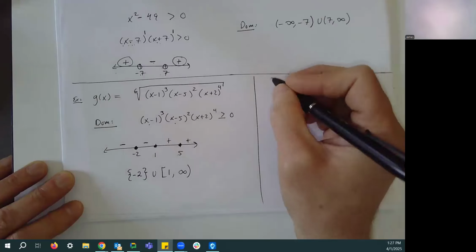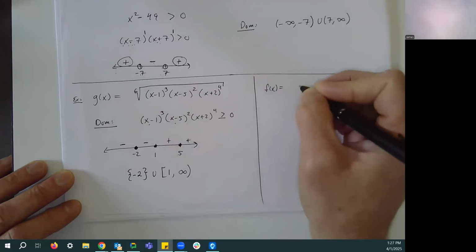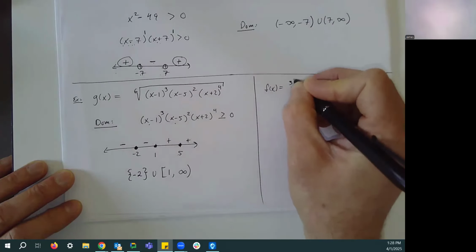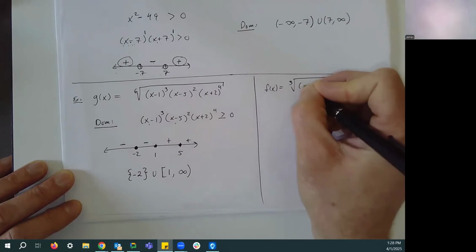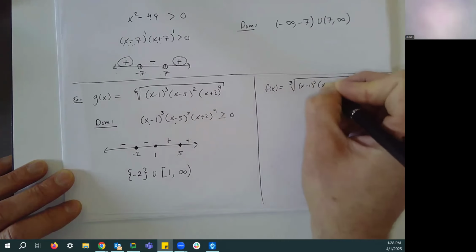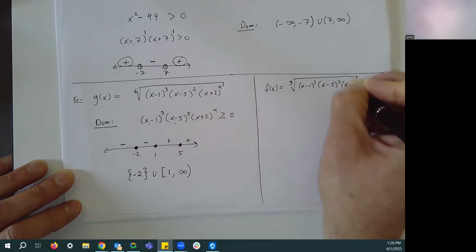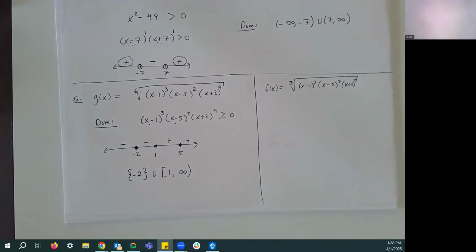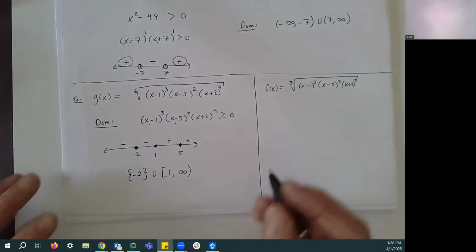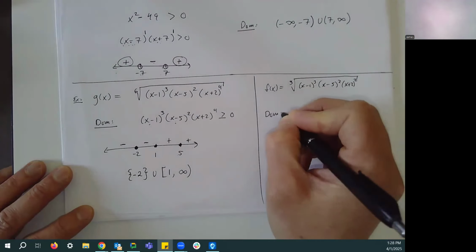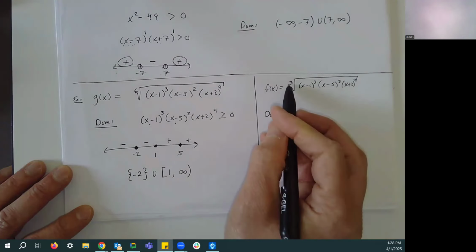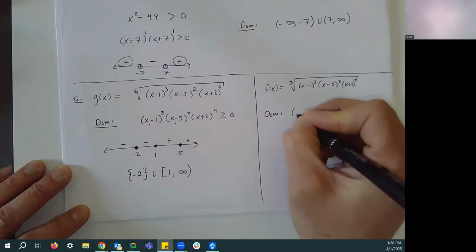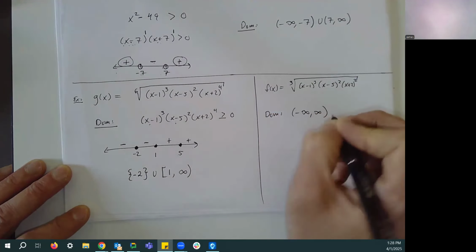On the other hand, this function over here, the third root of the same thing, there's nothing to think about. I don't have any domain restrictions. Cube roots, you can take a cube root of anything. So here our domain is all real numbers. That is a 3, by the way, in case you weren't sure. The domain is everything here.